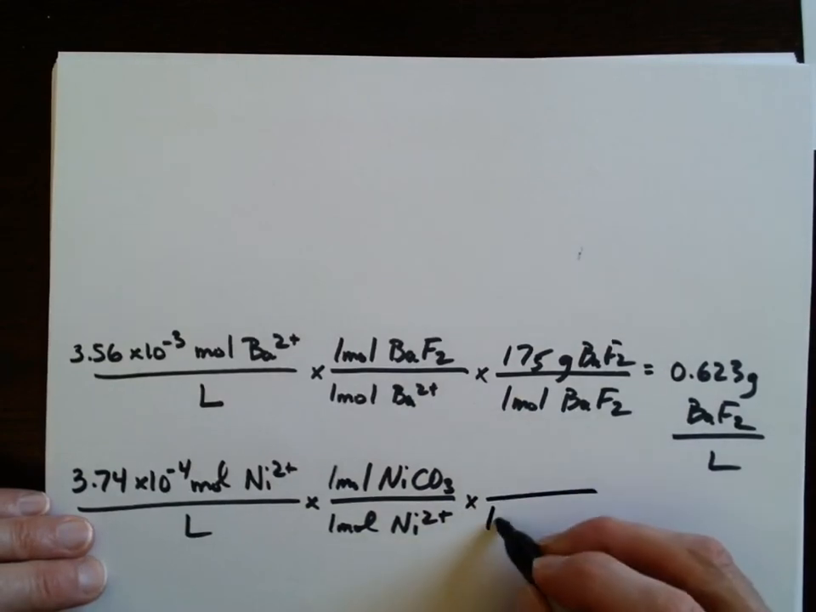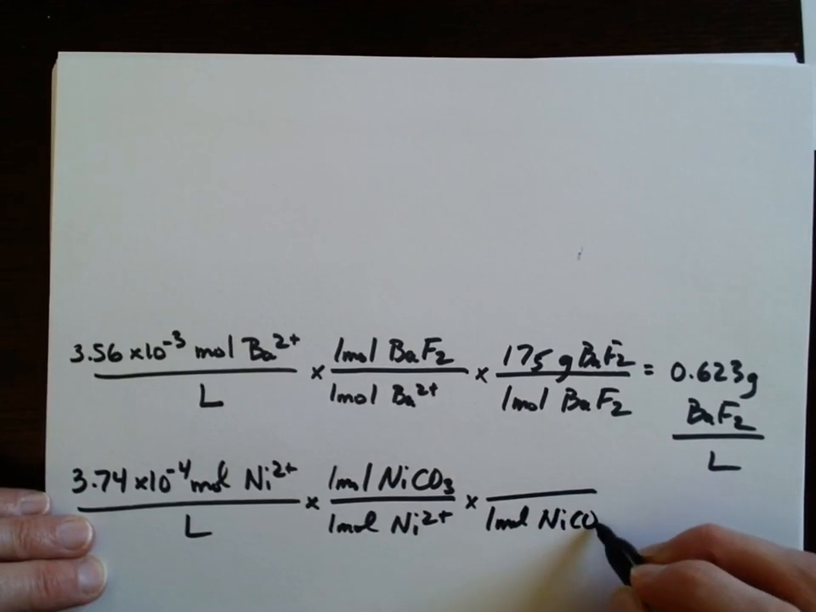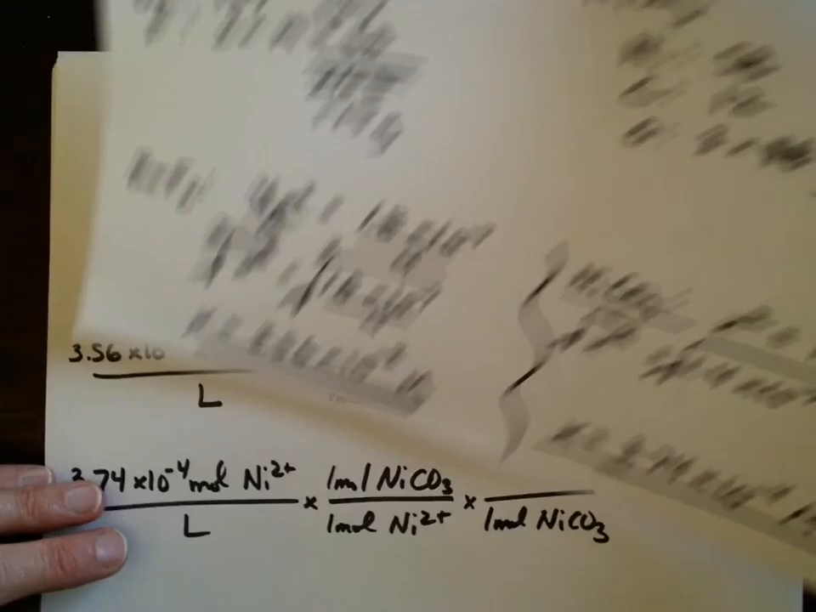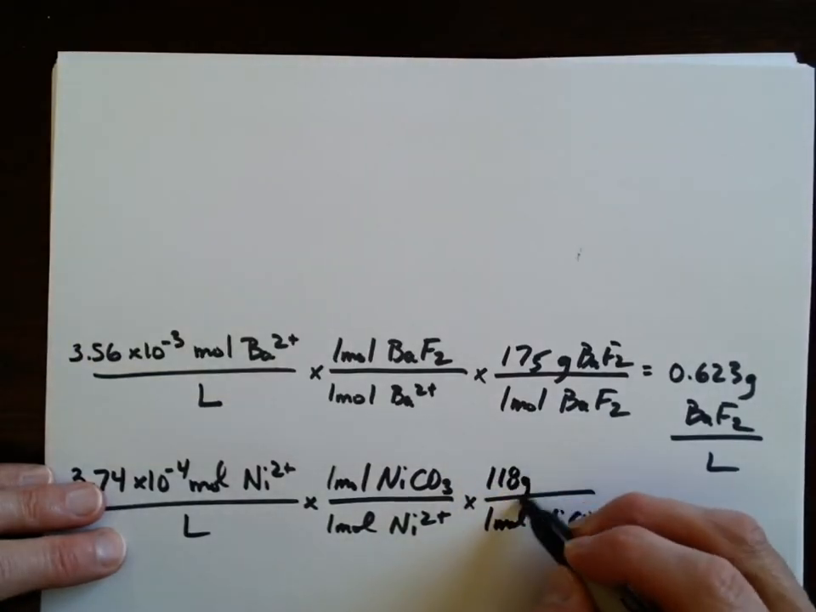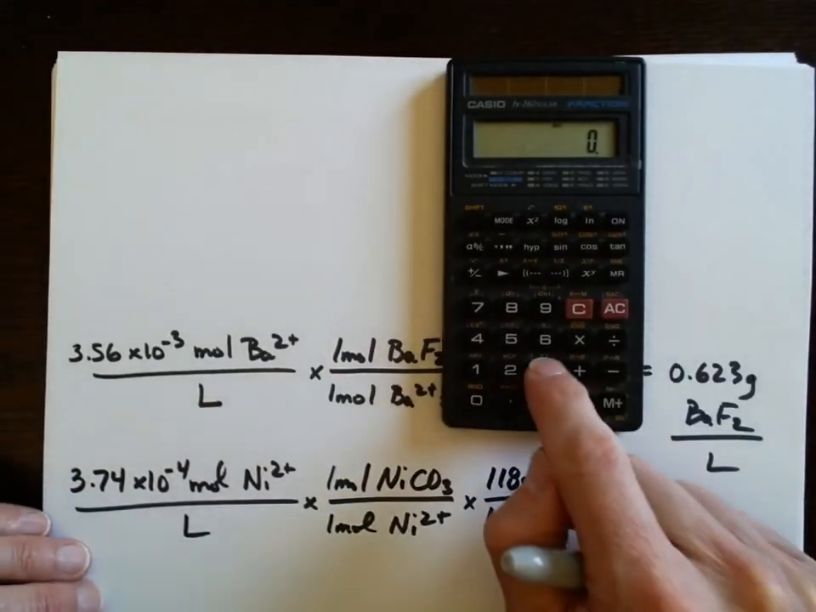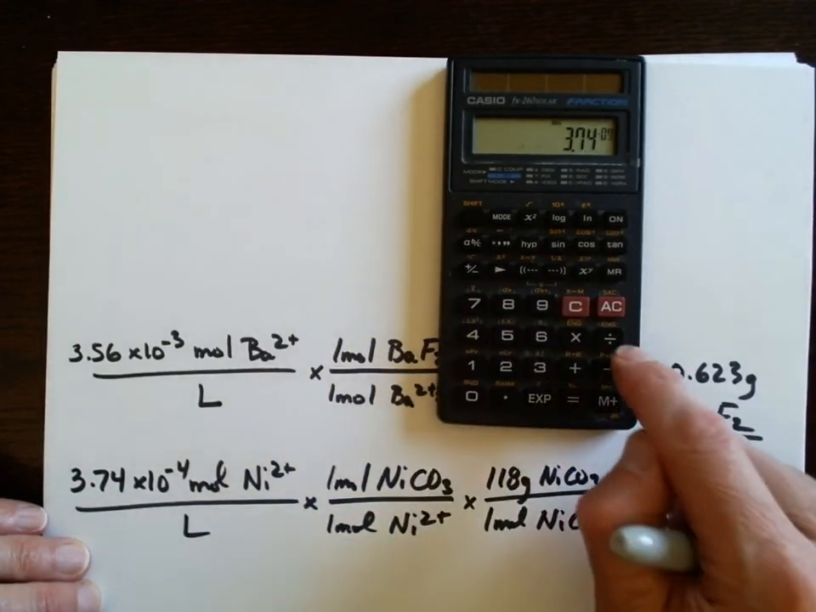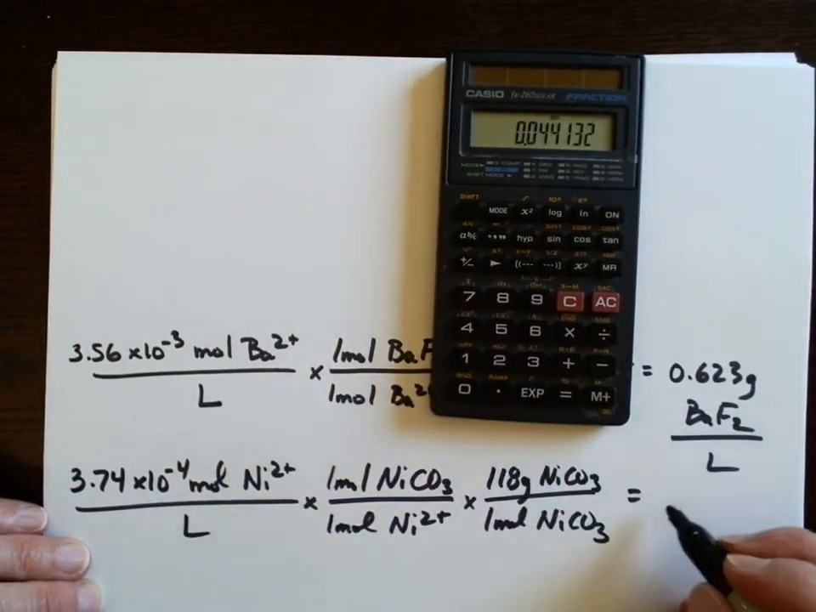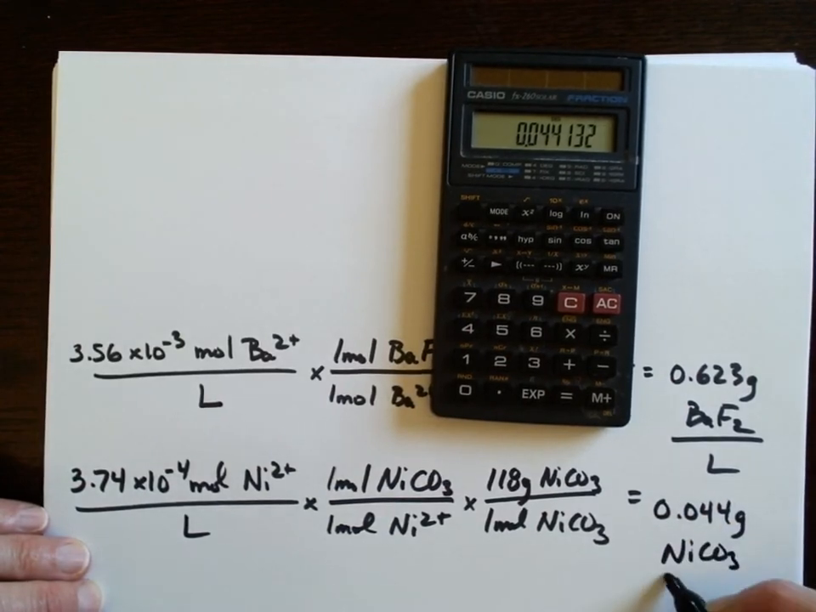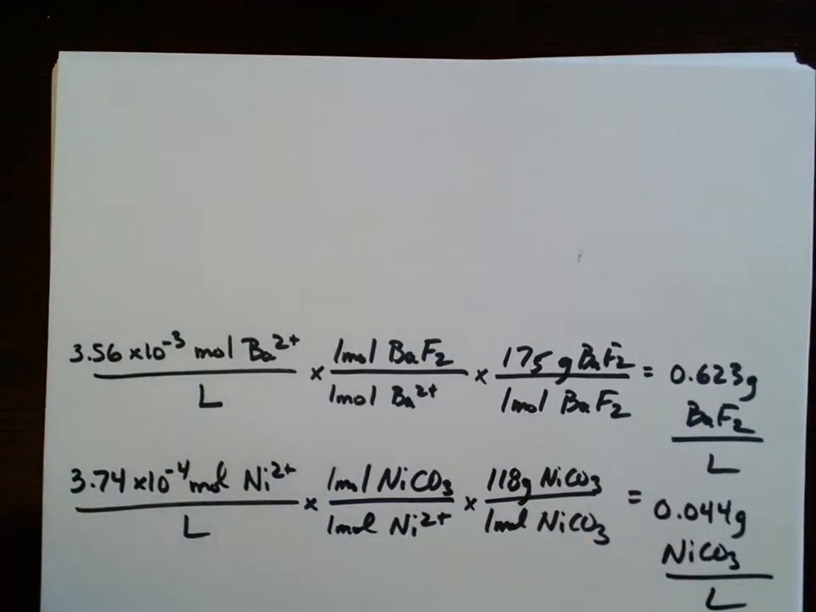Looks like it's going to be more grams of the barium fluoride. But let's just see. 1 mole of nickel carbonate, what did we say that was? 118 grams of nickel carbonate. So it looks like 3.74 times 10 to the negative 4 times 118 is 0.044 grams of nickel carbonate for every liter. So we're going to get more grams of barium fluoride dissolved than we are the nickel carbonate.